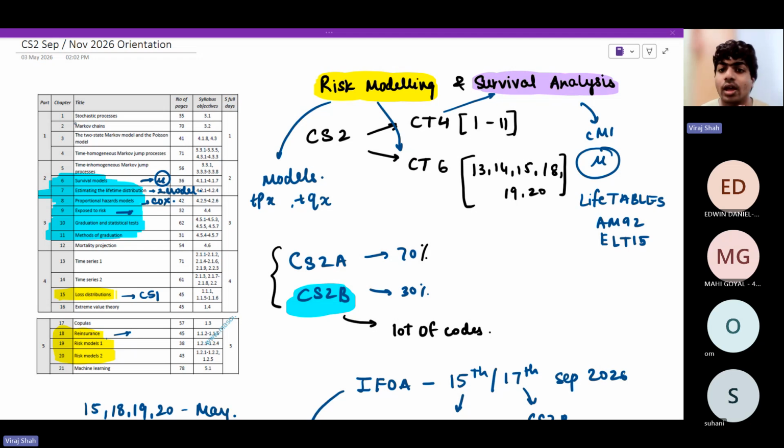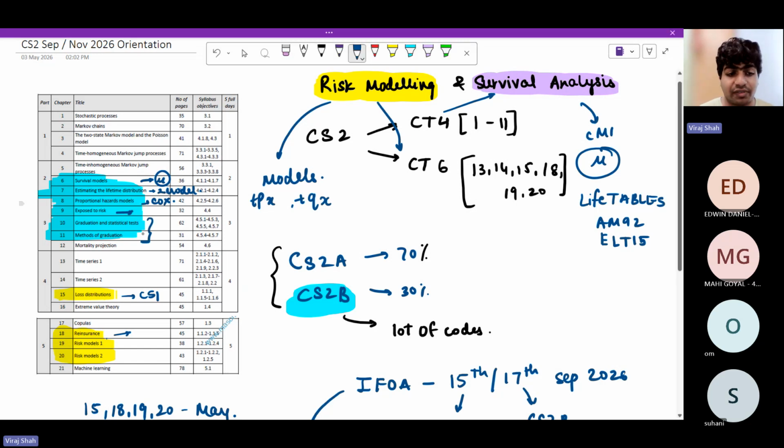Everything is based on assumptions. If your assumptions are wrong, your model is wrong. If your assumptions are right, your model is right. So please make sure that when you are studying this, you remember the assumptions as well, because in the exams they do ask assumptions. So this is your 6, 7, 8. We are going to go through them in detail while we are studying, but this is just a quick overview. Then chapter number 10 and 11.